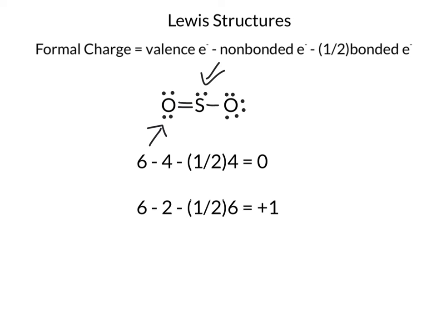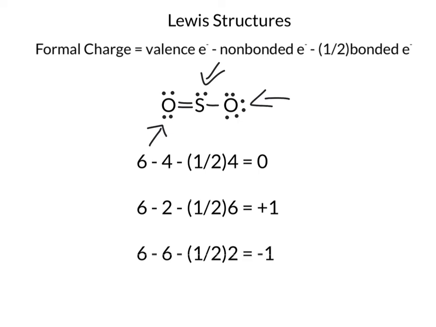Finally, we'll look at the remaining oxygen on the right-hand side. Oxygen once again starts with 6 valence electrons before bonding. Now in this model, unlike the other oxygen, this oxygen has 6 non-bonding electrons to itself that we'll subtract from the original 6 valence electrons. Then from that, we'll also subtract 1/2 of the 2 bonded electrons from that single bond between the sulfur and the oxygen. This will give this oxygen a formal charge of -1.